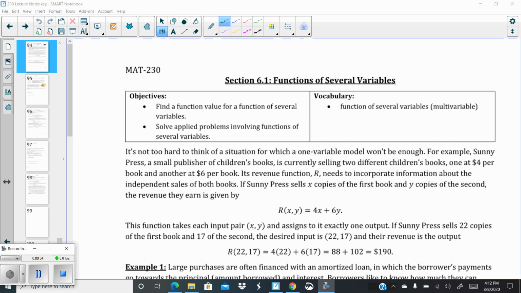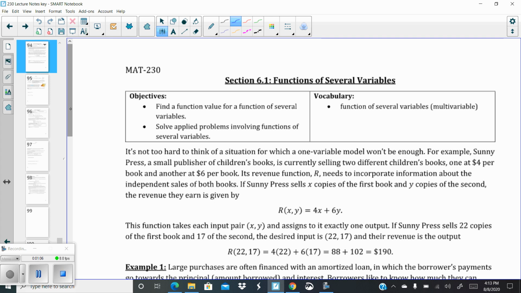Our objectives are to find a function value for a function of several variables, and solve applied problems involving functions of several variables. Our vocabulary is obviously function of several variables, or multivariable. Of these last few sections, at least I hope, this will seem relatively easy. It's more of a concept that you have to understand, because the math here is actually very simple. The next couple sections will involve some calculus that will get much more challenging.